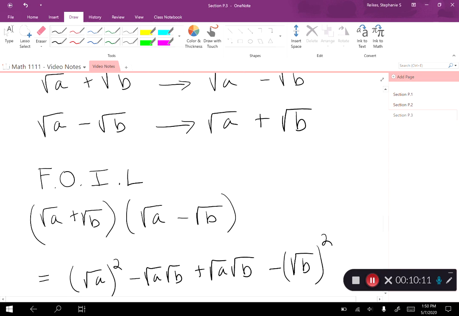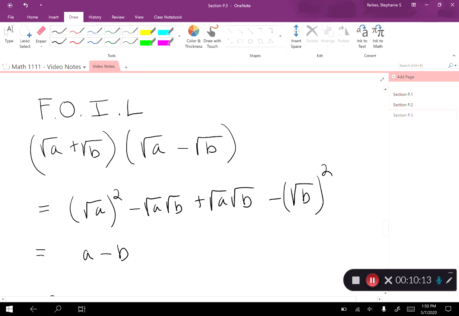In order to multiply, we have to remember a multiplication technique called FOILing. So that stands for first, outside, inside, and last. When I multiply two conjugates together and I FOIL, my outside and inside terms will end up canceling out and you'll be left with just F and L. So let's take a look.